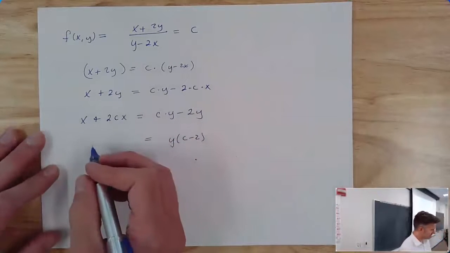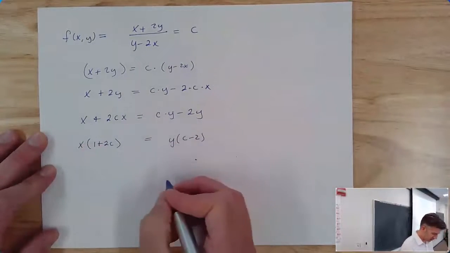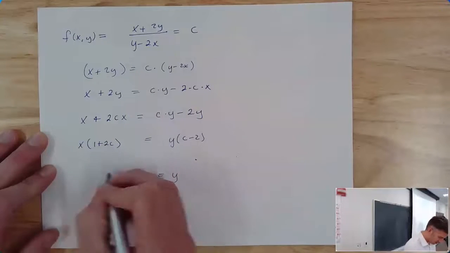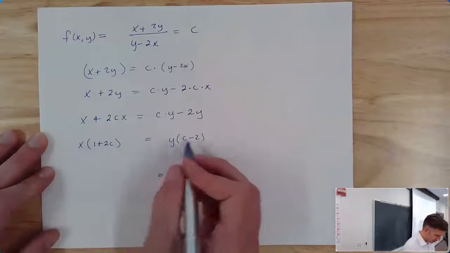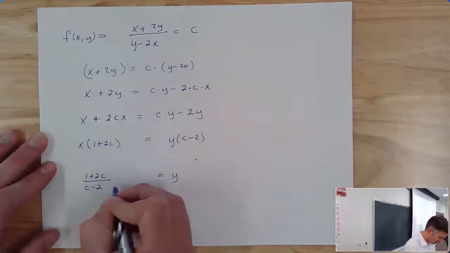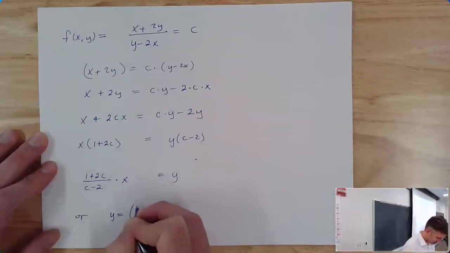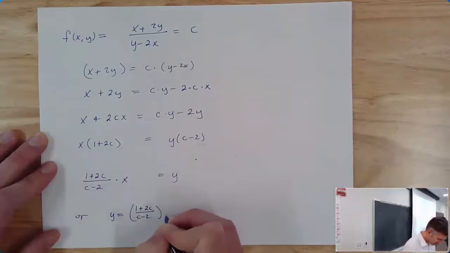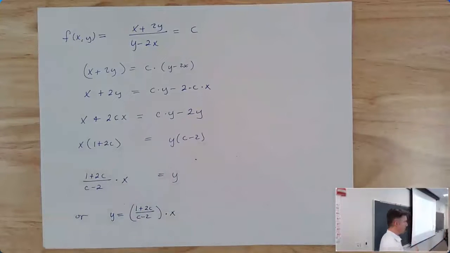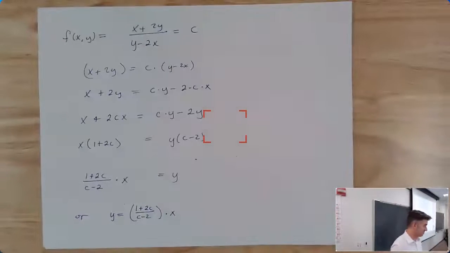And I think I'm going to factor out an x too, just because it'll help me see what's going on here. And then divide both sides by the coefficient of y. So y equals x times 1 plus 2c over c minus 2, and then factor out the x, and write it as 1 plus 2c over c minus 2 times x. Or y equals some constant times x. Now, a couple things to see here. Thing one, looking at this, what is the only thing, at least in this situation, that c is not allowed to equal? 2. 2 is a problem.